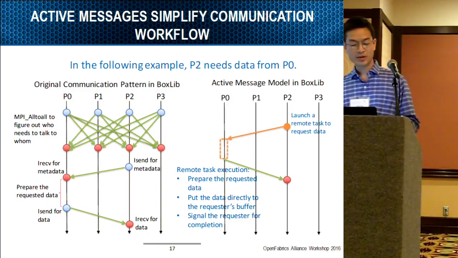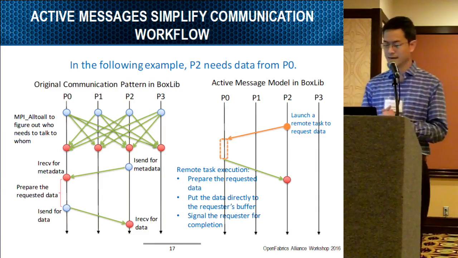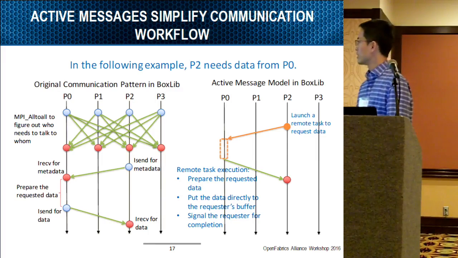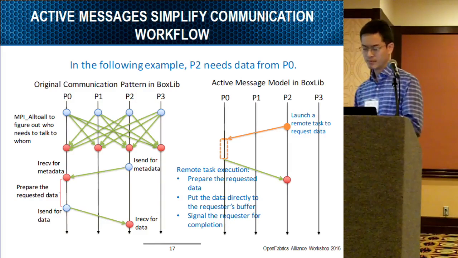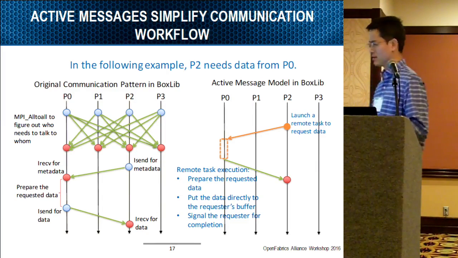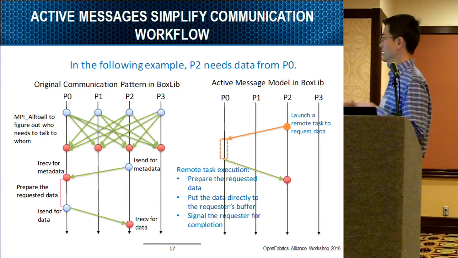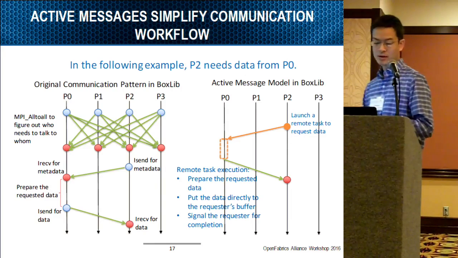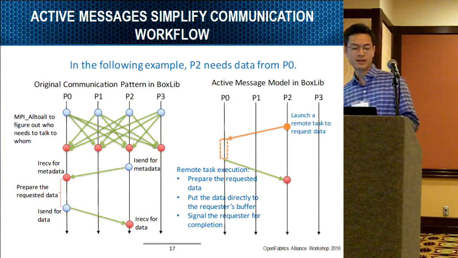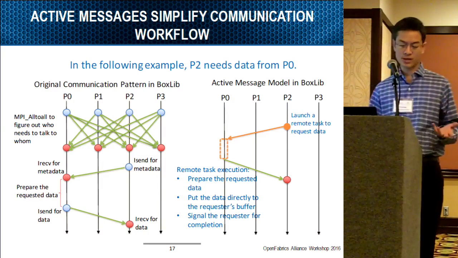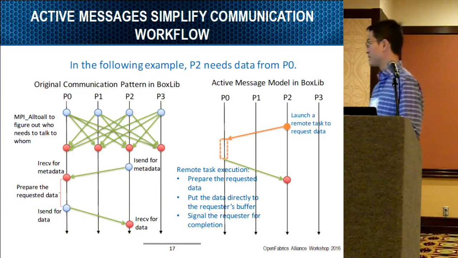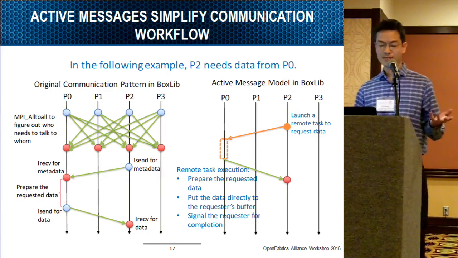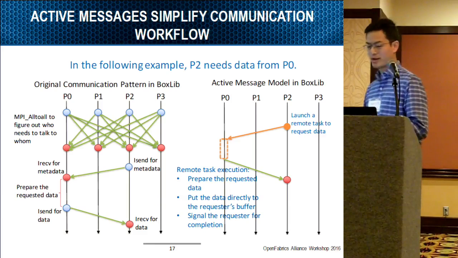So the original communication pattern in BoxLib is like the following. I simplify this a little bit, because in reality you may have hundreds or thousands of processors. But in this case, we have only 4 processors, and P2 needs some data from P0. But the challenge for the two-sided communication pattern is that P0 does not know this. So it's hard for P0 to post a send for the data request.